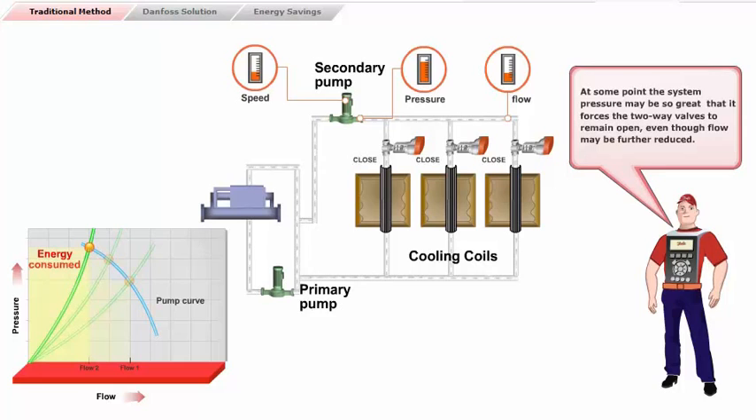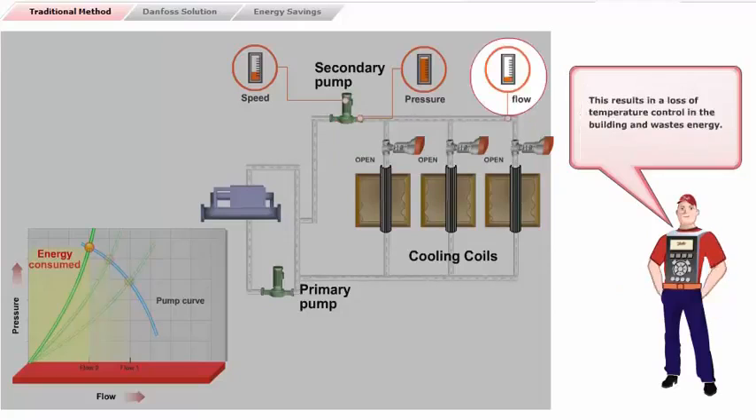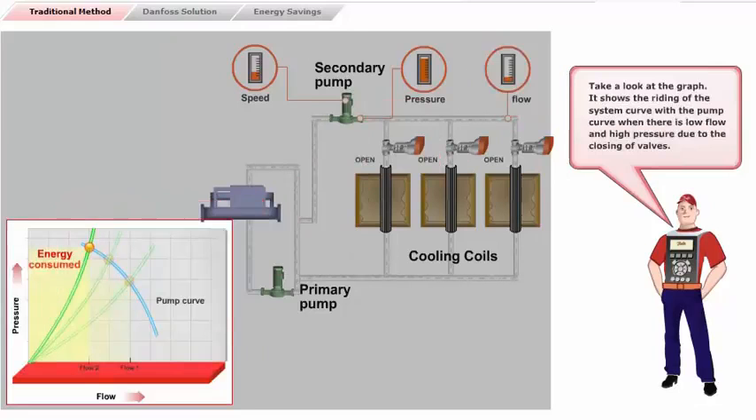At some point, the system pressure may be so great that it forces the two-way valves to remain open, even though flow may be further reduced. This results in a loss of temperature control in the building and wastes energy. Take a look at the graph. It shows the riding of the system curve on the pump curve when there is low flow and high pressure due to the closing of valves.